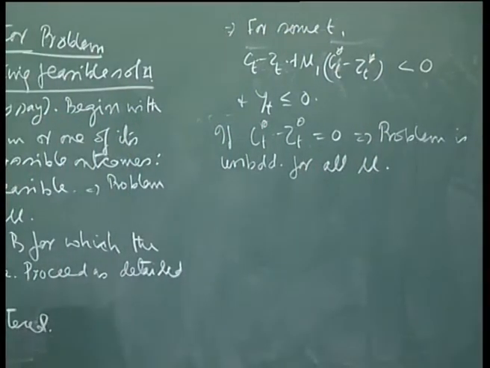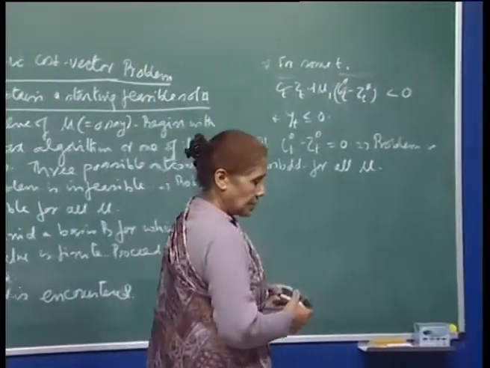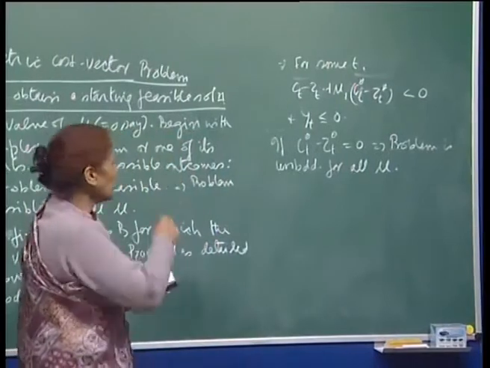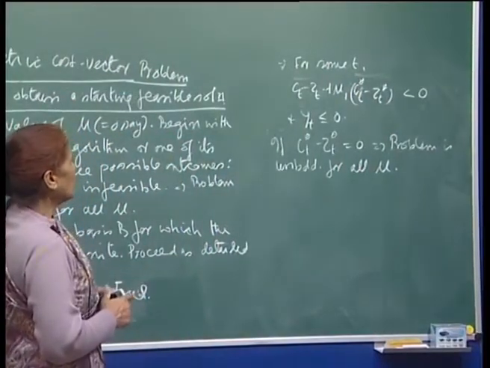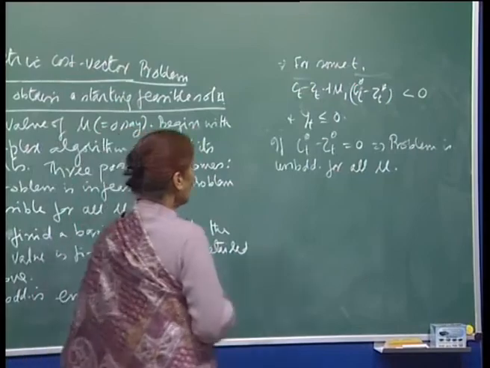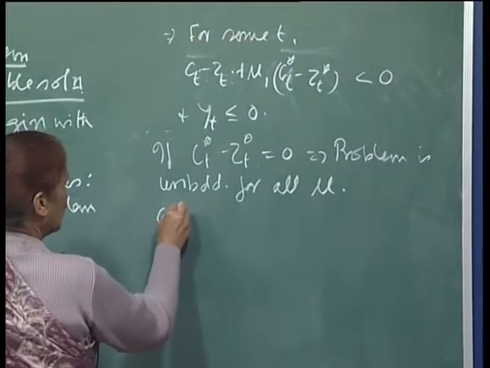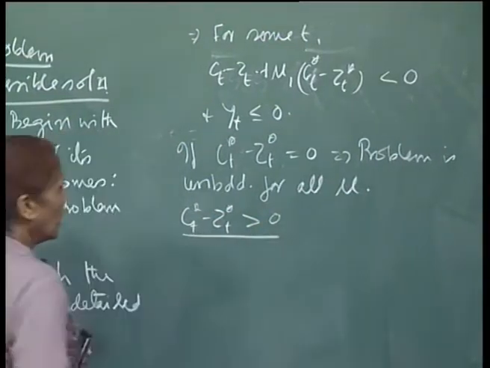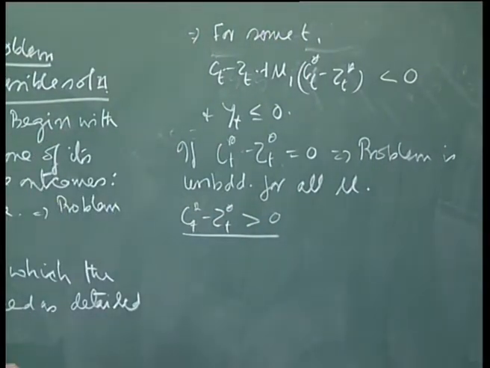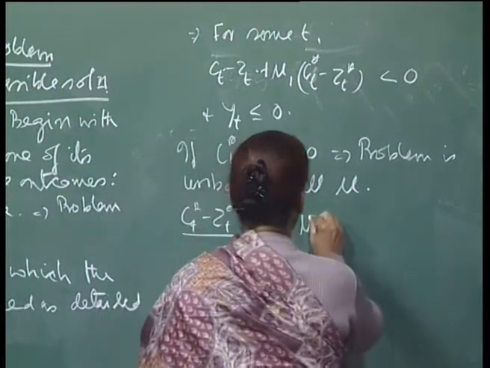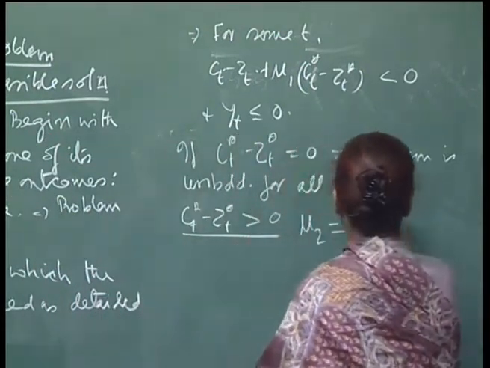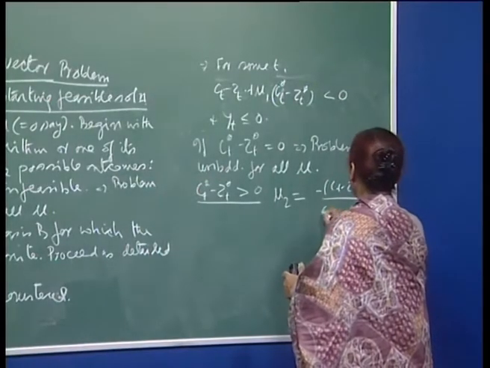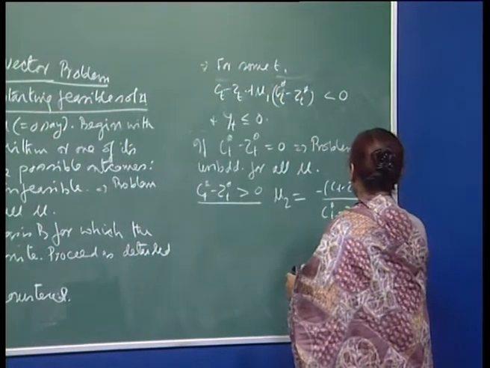Because the moment Ct star minus Zt star is 0, the role of mu is out. And this will continue to be satisfied, the unboundedness criteria. Then you can have Ct star minus Zt star greater than 0. If Ct star minus Zt star is greater than 0, then you can define mu t as minus (Ct minus Zt) upon (Ct star minus Zt star).